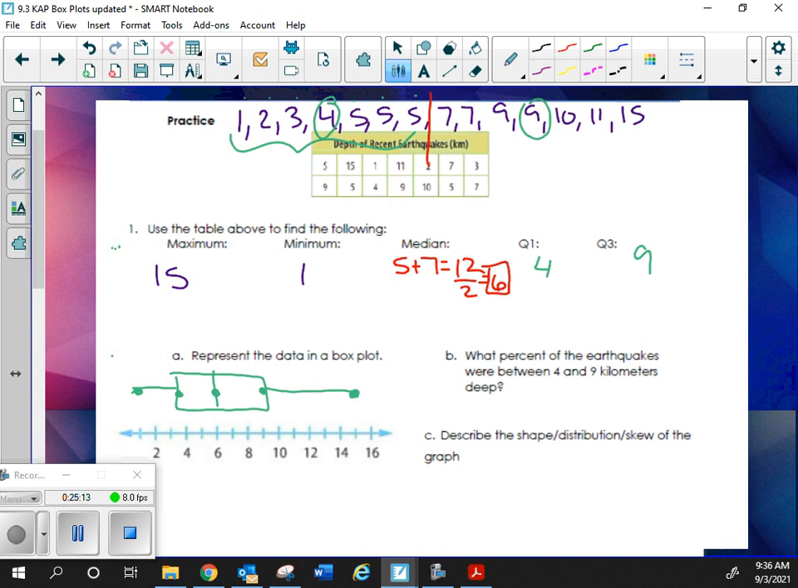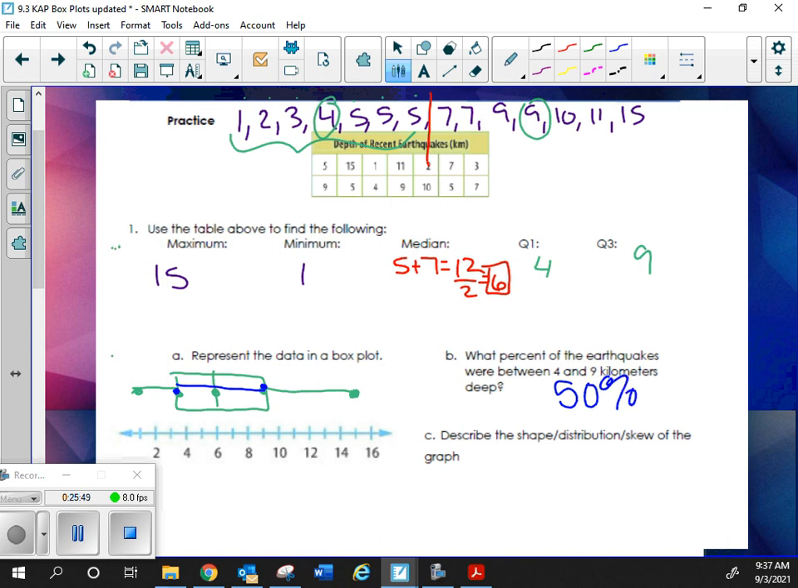All right, let's look at B. That's a different question that we haven't really seen yet. B says, what percent of the earthquakes were between 4 and 9 kilometers? I don't know, but let's look. Between 4 and 9. What's 4 on my graph? 4 is right there, and 9 is my Q3. Let's remind ourselves, what percent is from here to there? And what's from here to there? Together, that's going to be 50%.